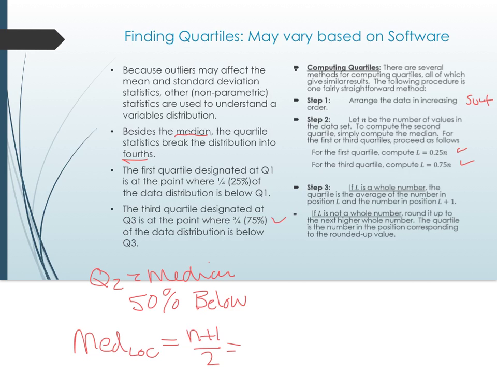So, if L is a whole number, then the quartile is the average of the number in the L position and the number in the L plus 1 position. Slightly different from the median. If L is not a whole number, you round it up to the next higher number, and the quartile is the number in the position corresponding to the rounded up value.